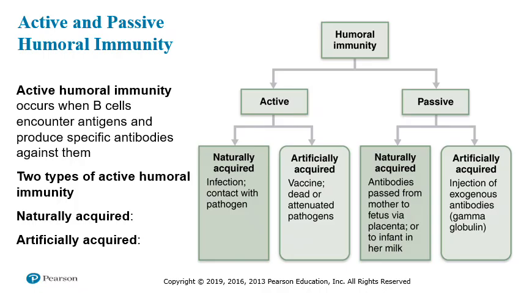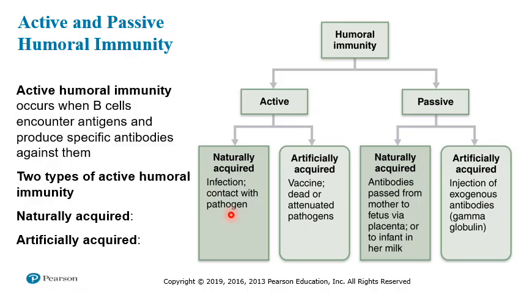So, our humoral immunity, which is the production of antibody by the B cells, is now categorized into two. One is what you call active, and the other one is passive. In the active humoral immunity, the B cells encounter antigens and produce specific antibodies against them. And there are two types of active humoral immunity. The naturally acquired, which is formed in response to an actual bacterial or viral infection.